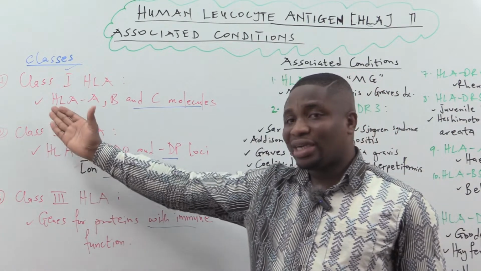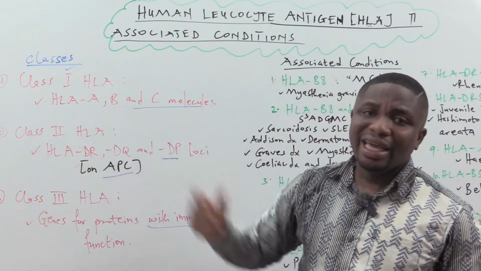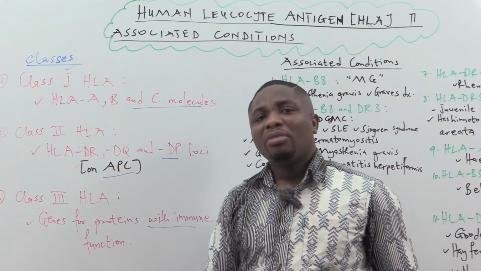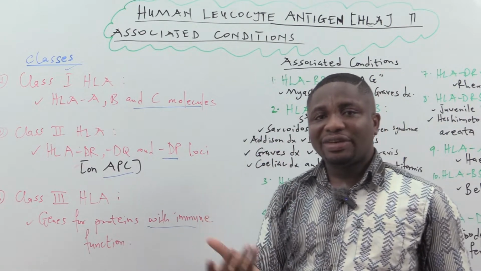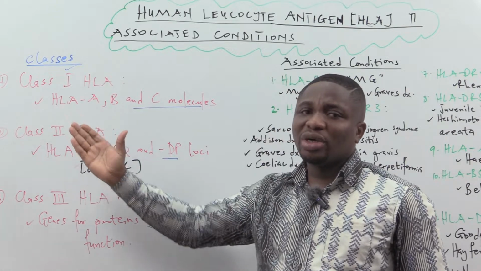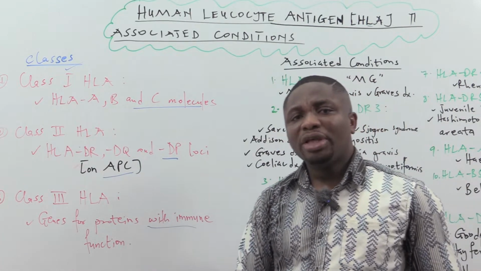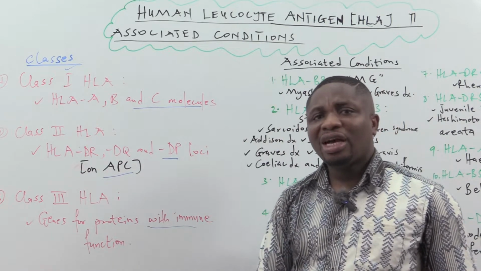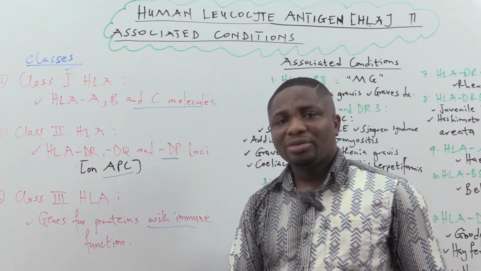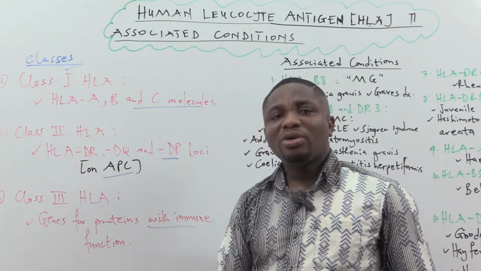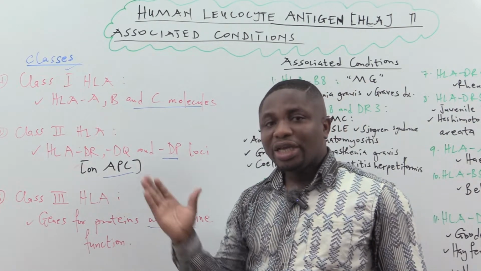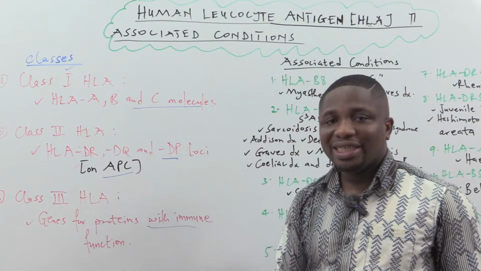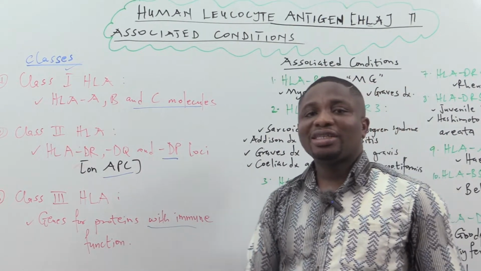Then we have class 1, where we are looking at the HLA A, B, and C molecules. So if you have HLA B27, we are referring to the class 1. If you have HLA CW6, you are referring to the HLA class 1. If you have HLA A3, which is associated with a condition we call hemochromatosis, then you should know that it belongs to class 1 HLA. So take note of that.